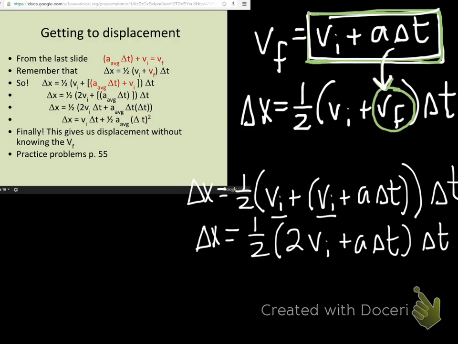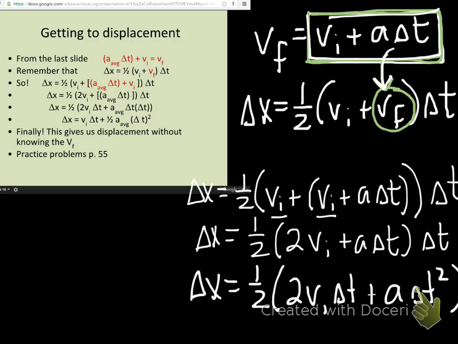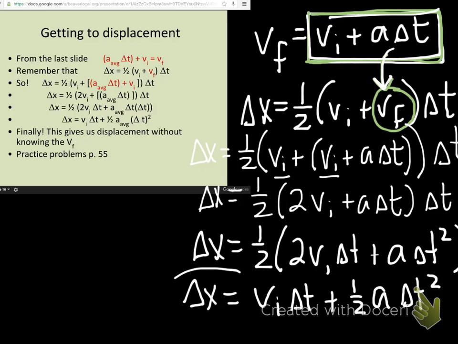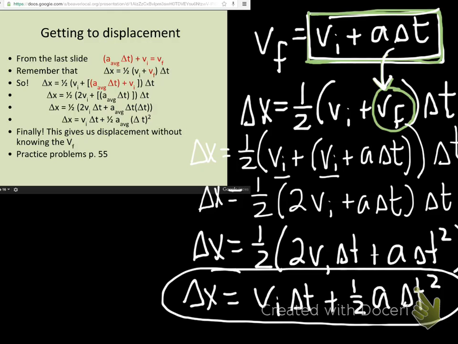If we distribute the delta t, we get this. Delta x equals 1/2 (2vi delta t plus a delta t squared). One more algebraic step and we've got our third equation. What do we get when we multiply 2 by 1/2? We get 1. So let's distribute our 1/2 and we get delta x equals vi delta t plus 1/2 a delta t squared. That's it. That's your third golden equation.